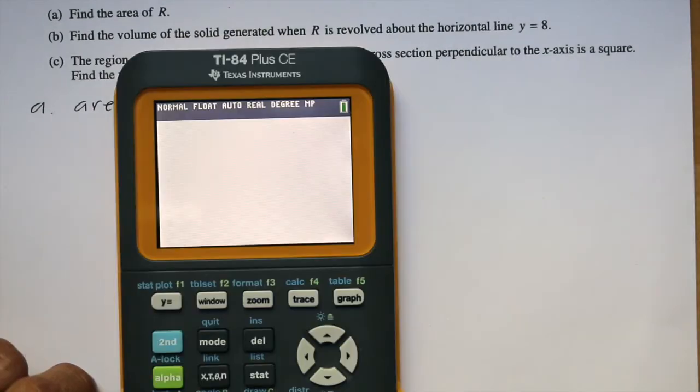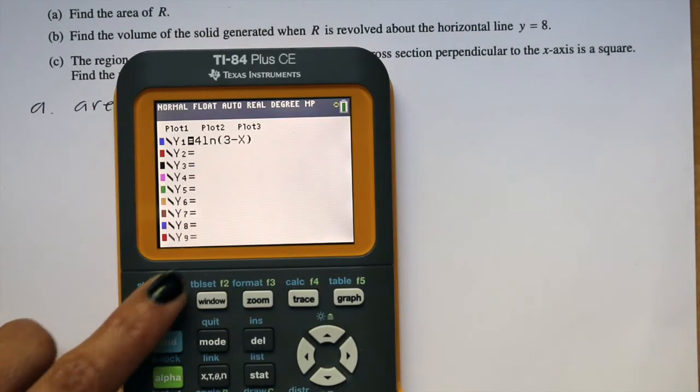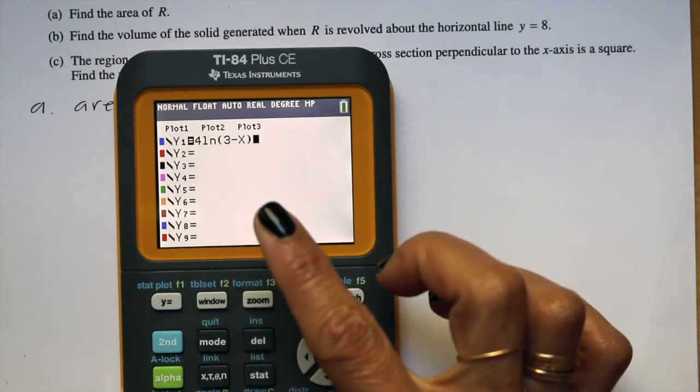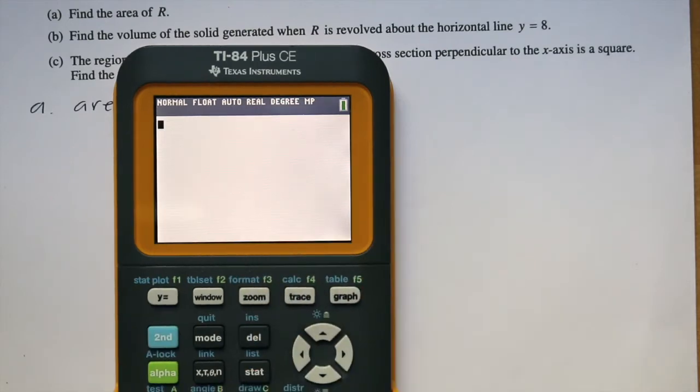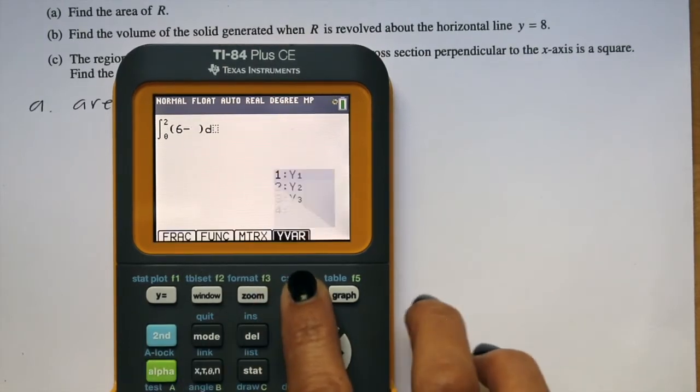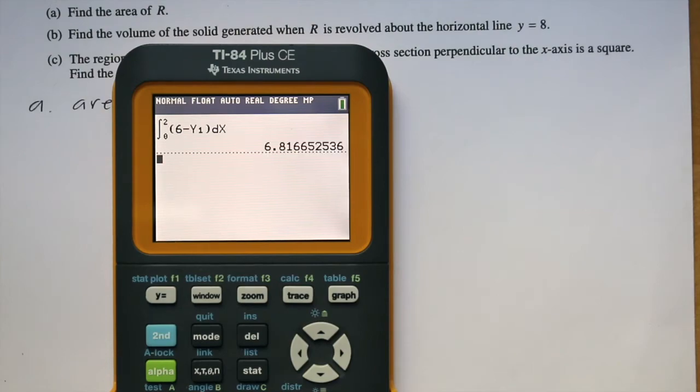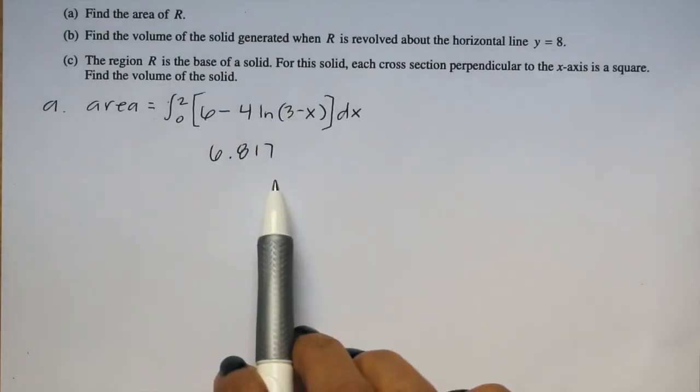So on your calculator, press y equals, and then type in the equation 4 ln of 3 minus x into y1. To evaluate the integral, we're going to go math 9, and then we'll go 0 to 2. So the integrand is going to be 6 minus the function we typed into y1. You can pull up that function y1 using alpha trace, and go ahead and press enter. So we get 6.817, and that represents the area of region R.